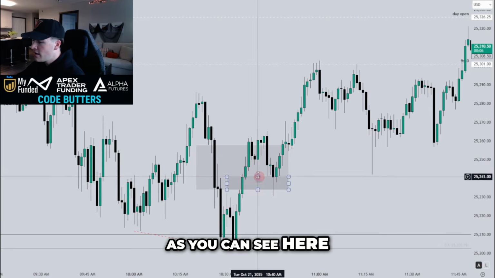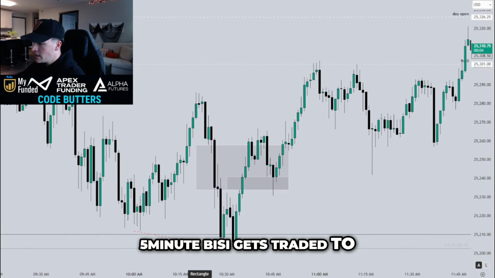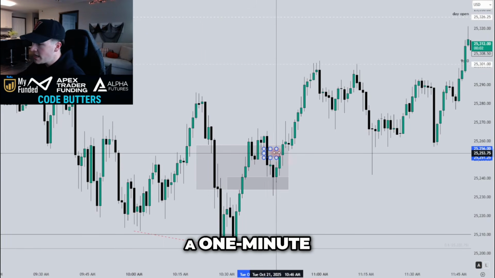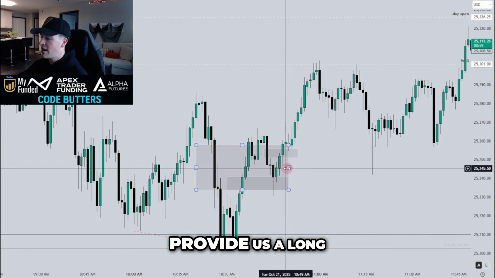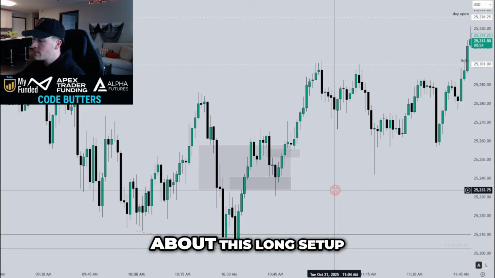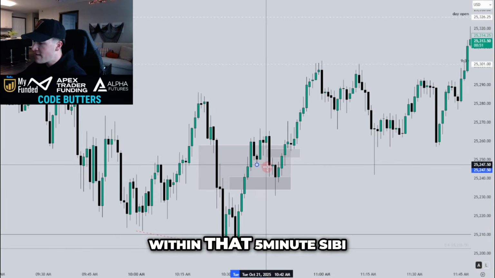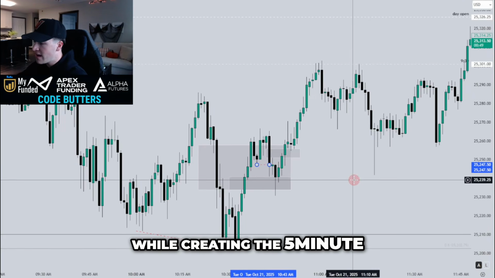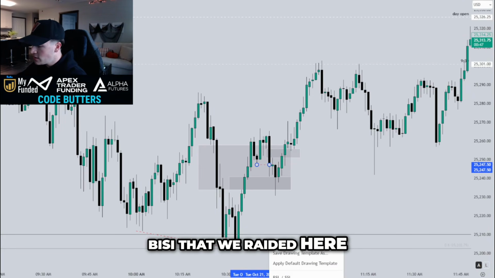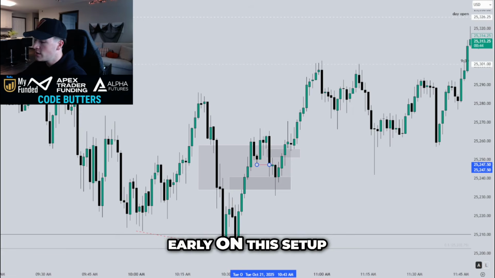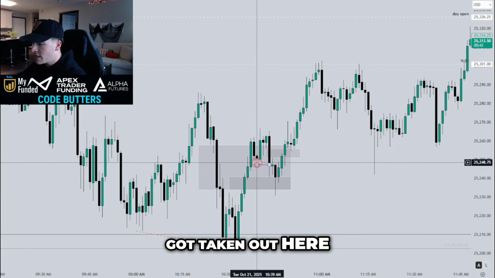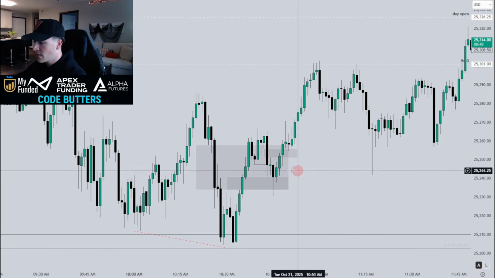As you can see here, 5-minute BISI gets traded to, in which we create a 1-minute fair value gap to provide us a long setup. What I really liked about this long setup here is that we created an internal low within that 5-minute SIBI while creating the 5-minute BISI that we raided here. So anyone who longed early on this setup got taken out here if they had their stop loss too tight.